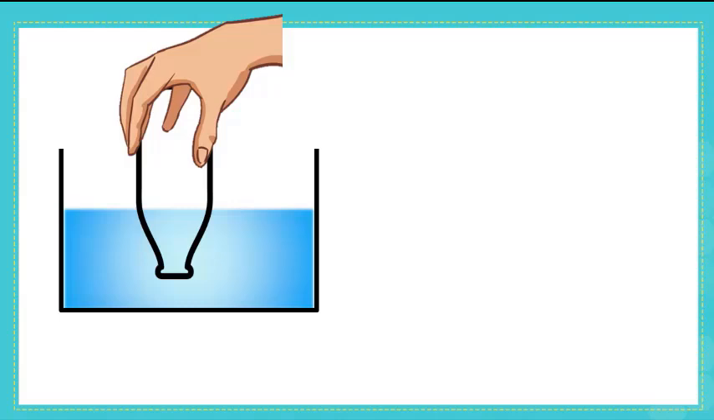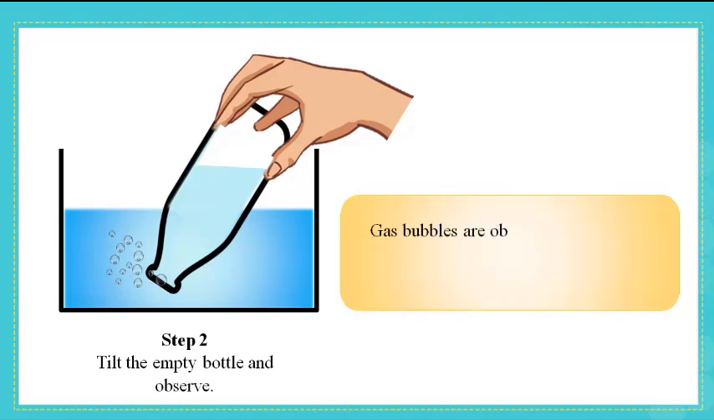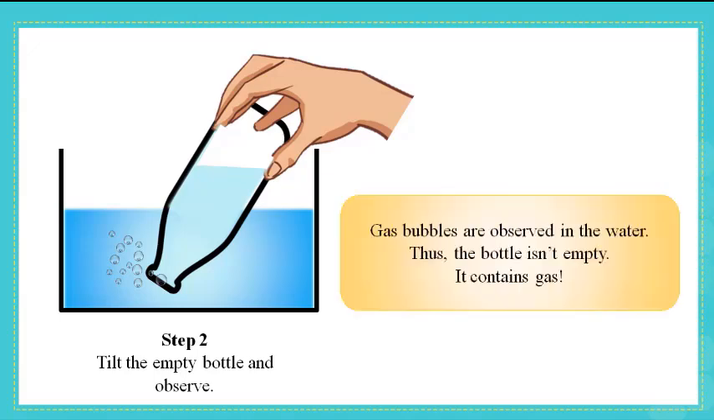So now, tilt the empty bottle. What do you observe? Gas bubbles are observed, and water fills the bottle, which means that the bottle wasn't empty. It was filled with gas, which proved the existence of gas.